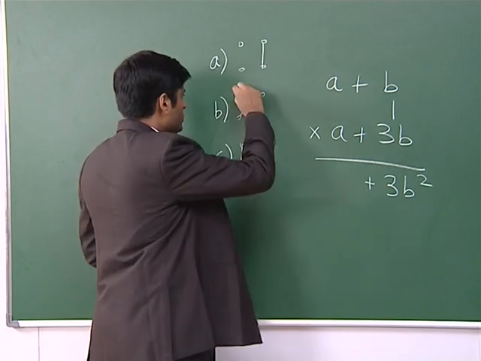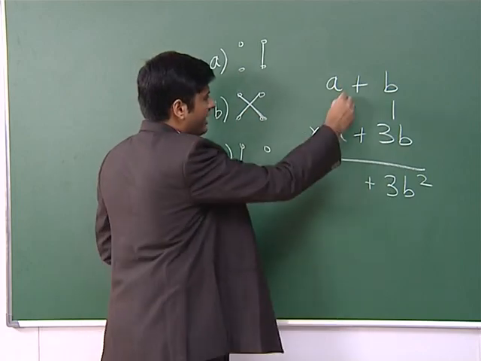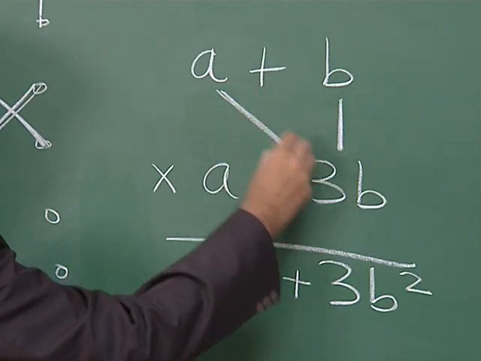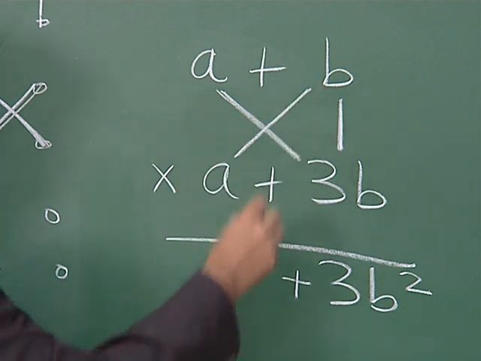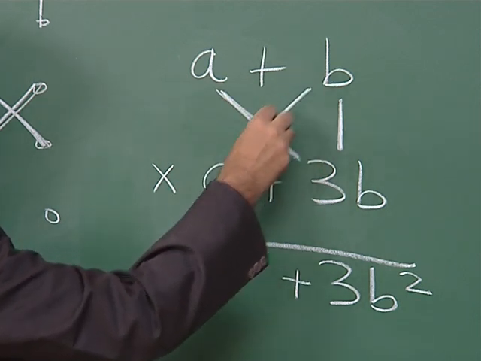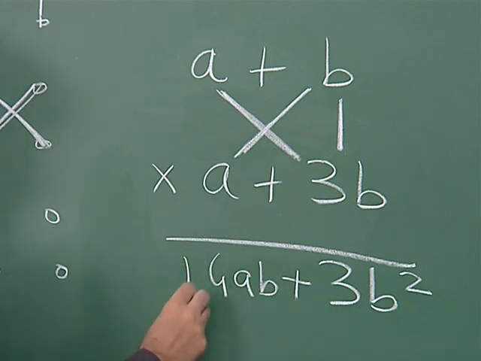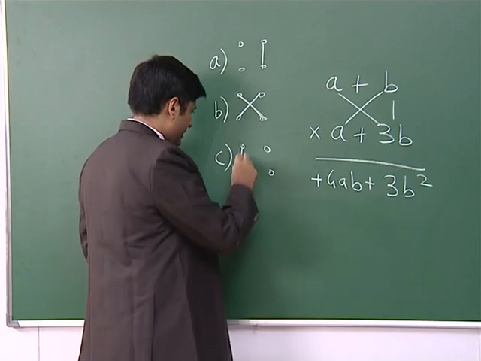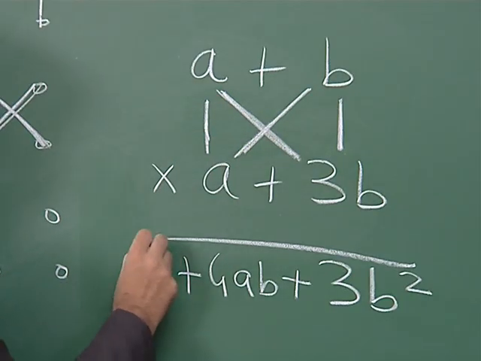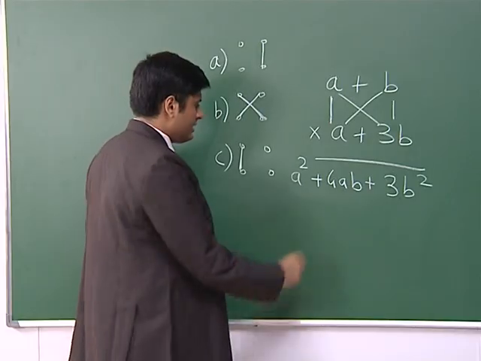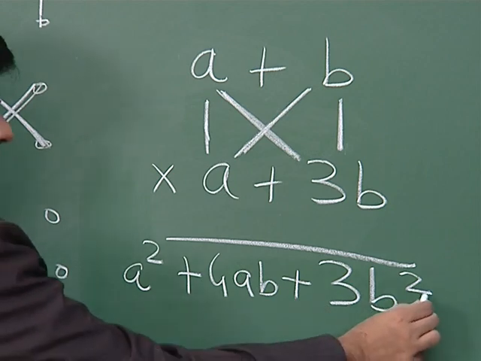Step B says cross multiply like this and like this. So here we have a into 3b, that is 3ab, and a into b is ab. 3ab plus 1ab gives me 4ab. Plus last step says multiply these two numbers. a into a is a square. Our final answer is a square plus 4ab plus 3b square.